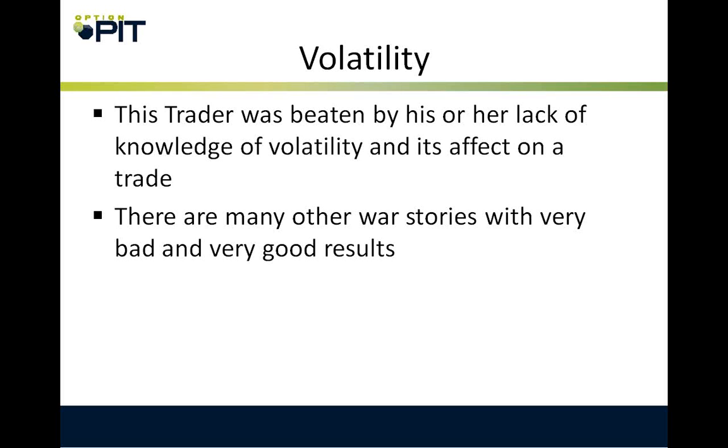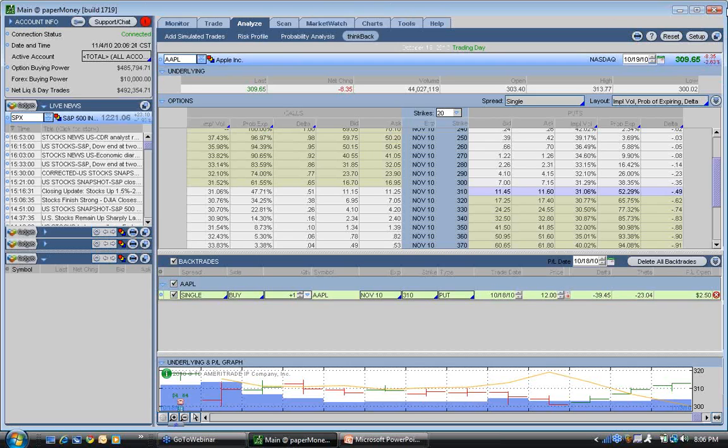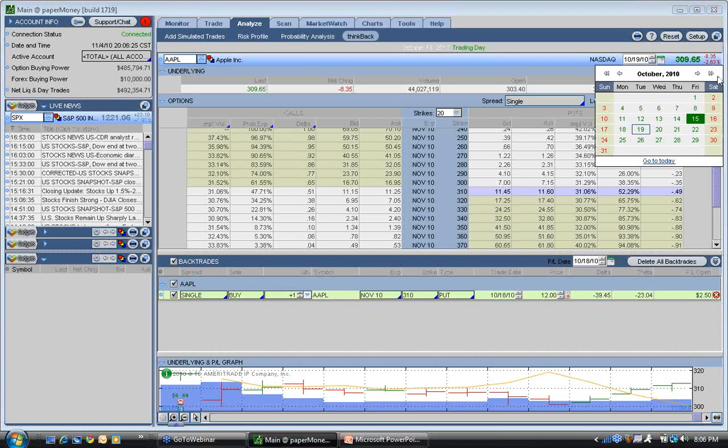Let me give you an example. We'll pull up Thinkorswim again. I was looking at the SPY weeklies.